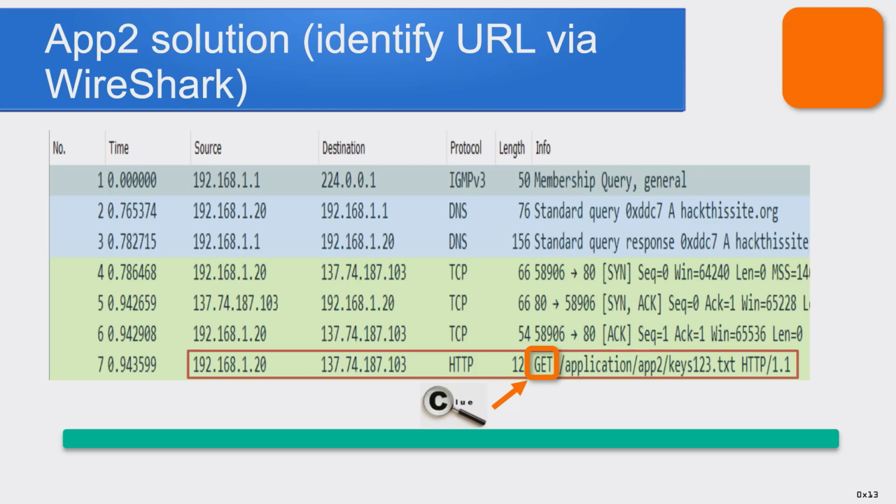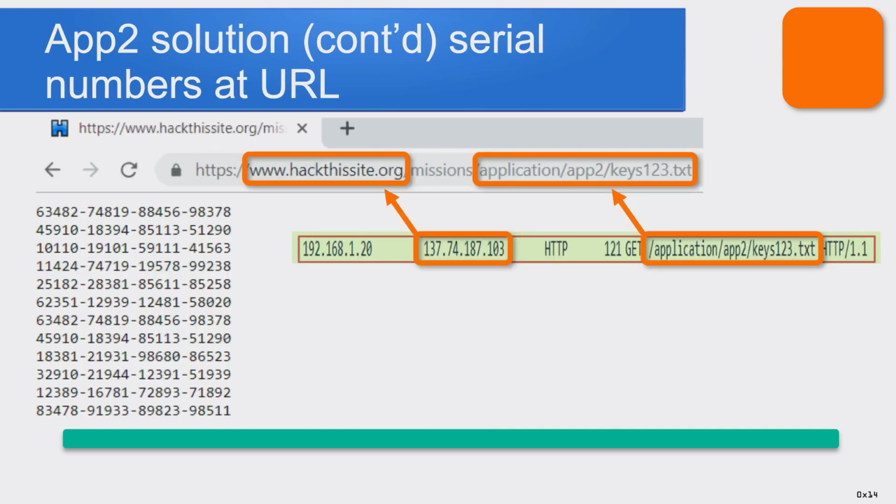192.168.1.2 there in Wireshark. The 192.168 is myself, 137.74, that's hackthissite. And we're doing a GET, which is basically the web browser going out and retrieving what it is that your computer's looking to pull back. And it's going to application, app 2, keys123.txt. That's what it's doing.